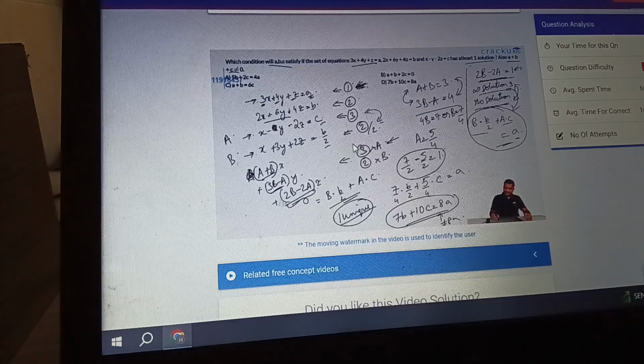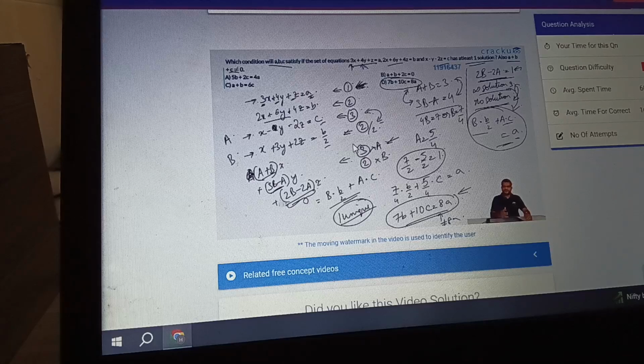Here we are looking to find out if the system has at least one solution. So the correct answer is that the condition has to be 7b plus 10c is equal to 8a. Just to reiterate, what we have basically done is we have transformed two equations such that the coefficients of x and y match the same as the first equation. You can pick any two equations, you have to just transform both of them such that the coefficients of x and y are equal to the third equation.